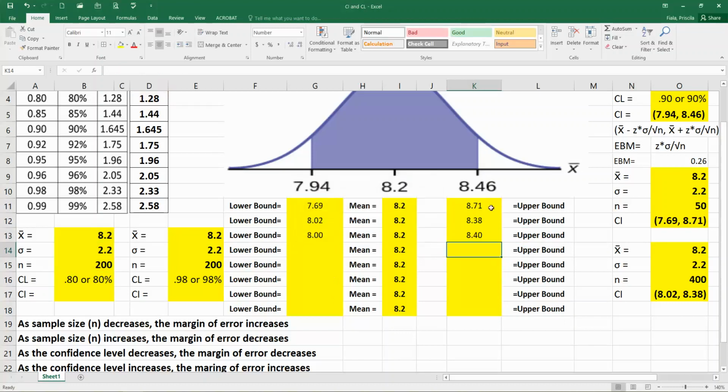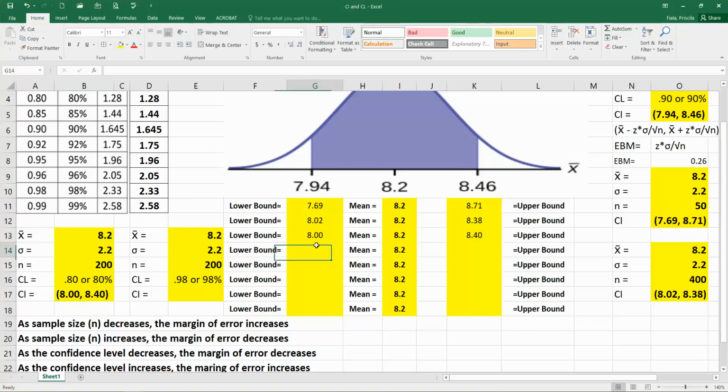8.40. See how it got better? So as the confidence level decreases, my margin of error decreased, therefore they get closer to the mean. Here you go, instead of a 7.94, now you have an 8, which is closer to the mean. And instead of 8.46, you have an 8.40, which is closer to the mean. So it's better.